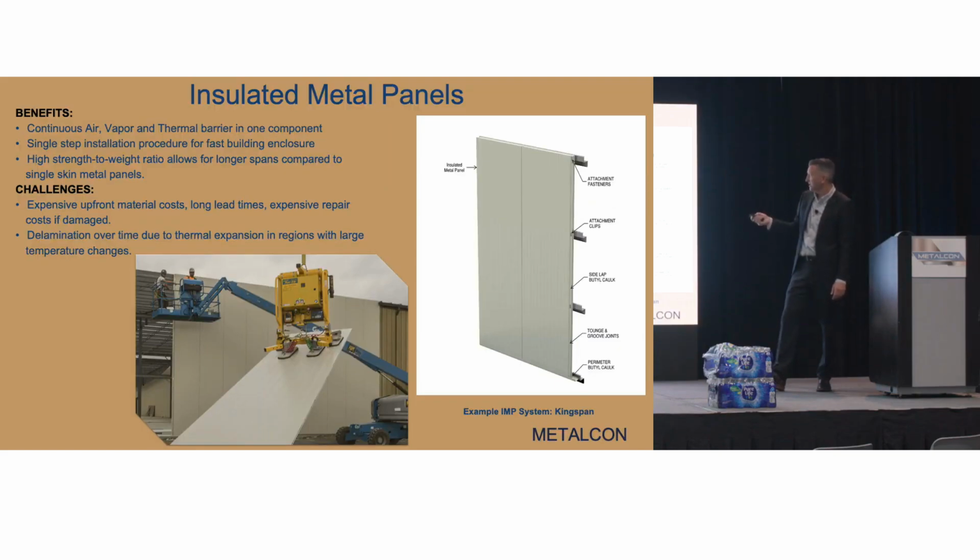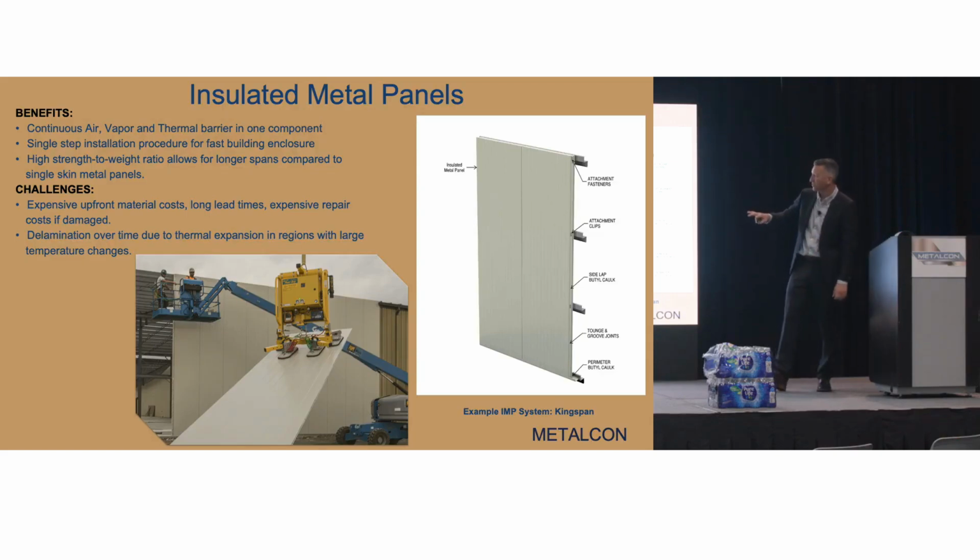Third one, insulated metal panels. If you're not familiar with an insulated metal panel, I'm certain there's a couple of the manufacturers here. You've got a metal skin on the inside, a rigid foam closed cell in the middle, and a metal skin on the outside. Insulated metal panel is a 2-step process. You put some caulk and you put the panel up, and you are done with your assembly.